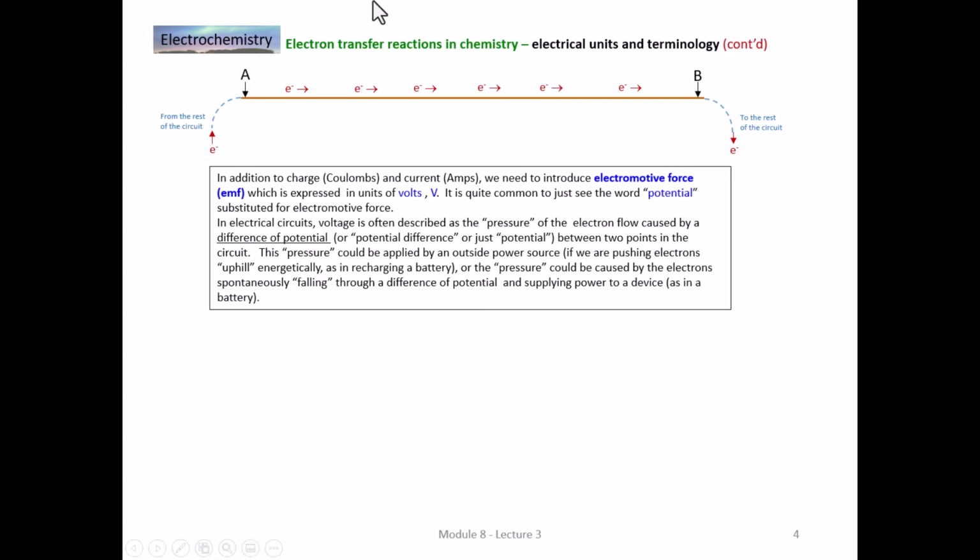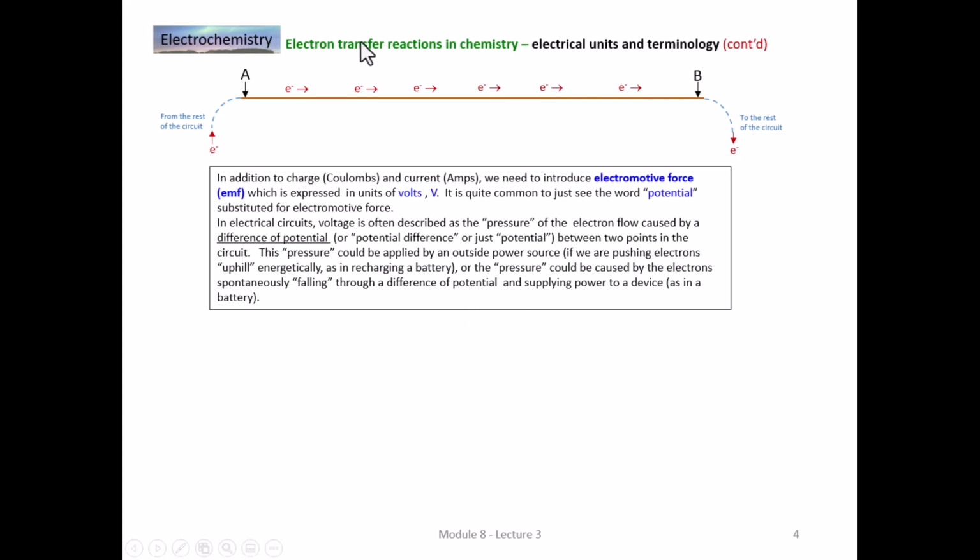And it could be point A and point B. A difference of potential would cause electrons to flow from point A to point B. Now the pressure that's causing the electron flow from A to B could be applied by an outside power source. For instance, if we're pushing electrons uphill energetically, as you would if you were recharging a battery, or the pressure could be caused by the electron spontaneously falling through a potential difference and supplying power to a device.